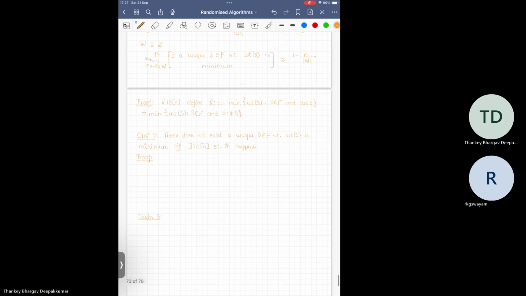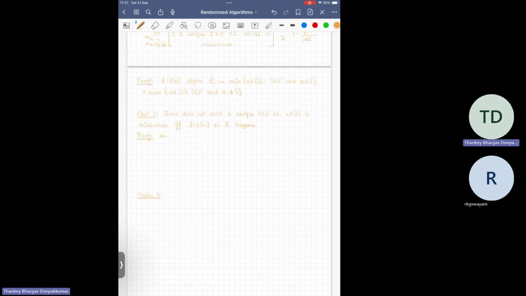Okay, so this observation says that there does not exist a unique S such that the weight of S is minimum if and only if for some I, EI happens. So is the statement of the observation fine? Yes. Okay, so since this is an if and only if statement, we have to prove two directions, right?